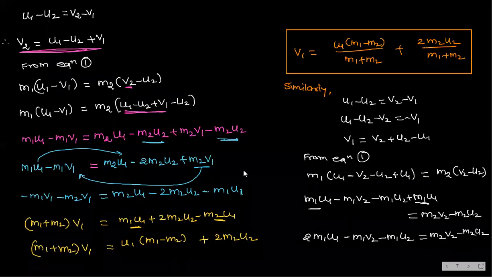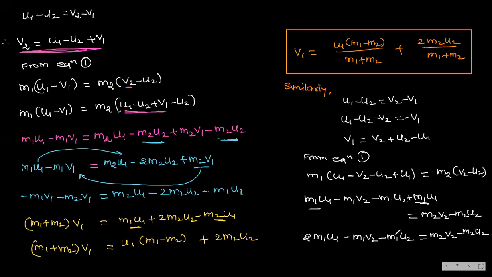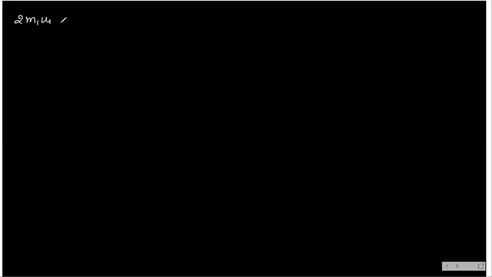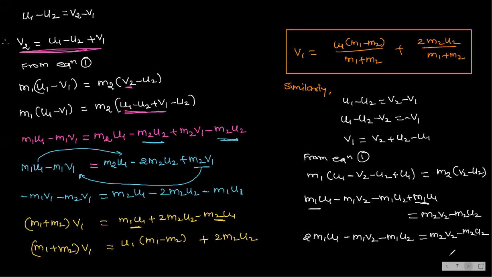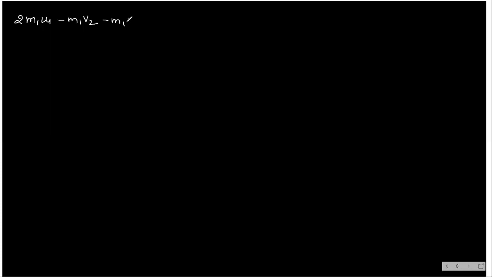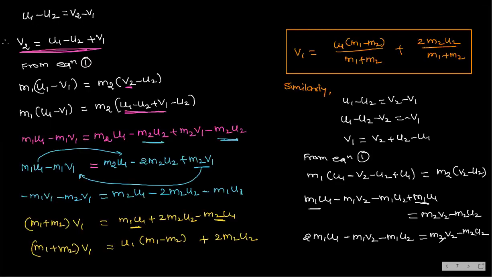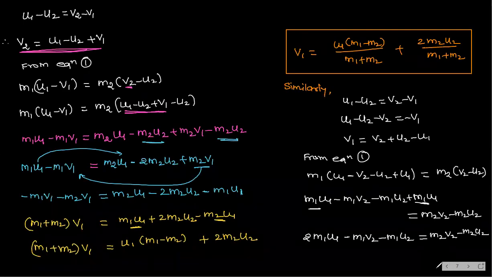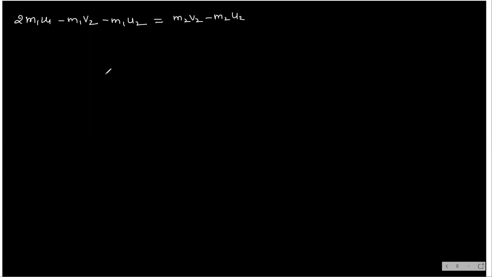So see what we got, the last equation: 2M1 U1 minus M1 V2 minus M1 U2 is equal to M2 V2 minus M2 U2. Clear? Okay.